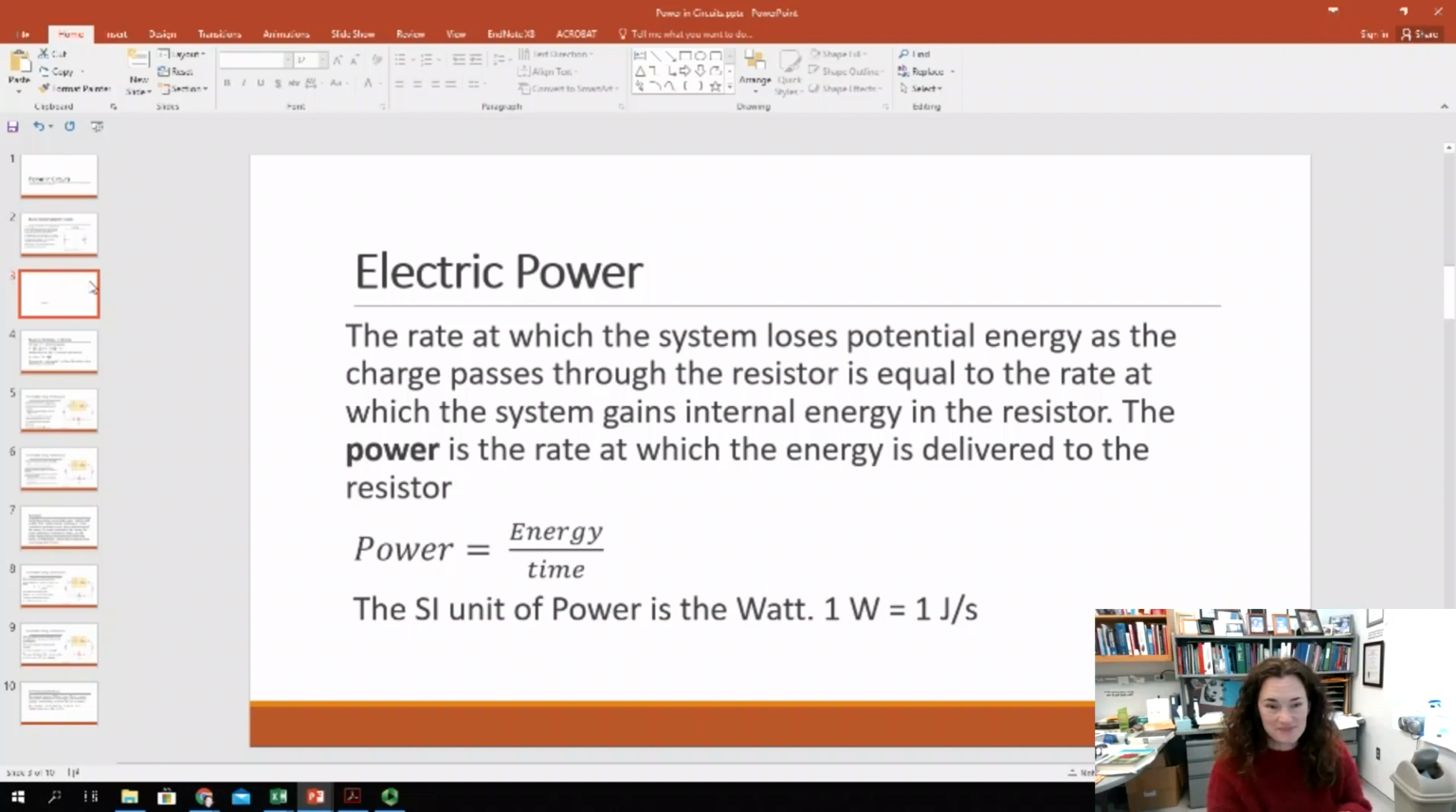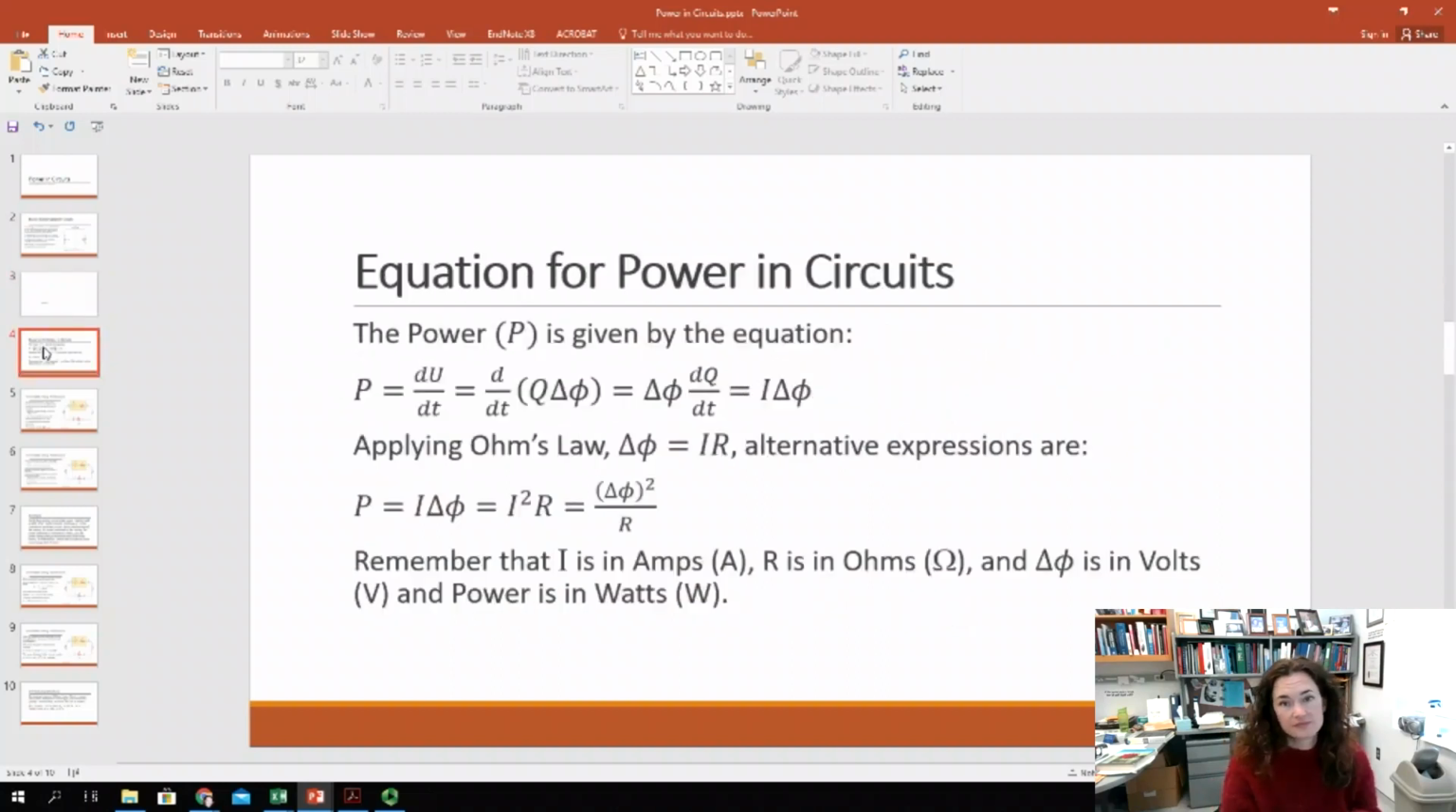Okay? It's important to remember that power is an energy per unit time. So whenever you're talking about power in a circuit, remember that it's an energy divided by a time. That makes the SI unit of power the watt, or 1 joule per second. In a circuit, we can write the power dissipated through various circuit elements in different ways.